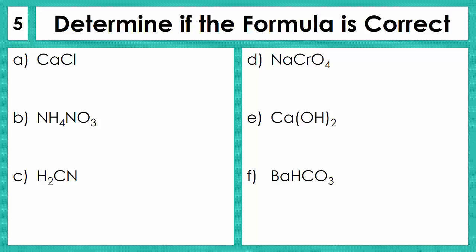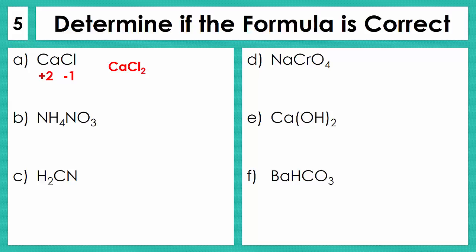Next, we have to determine if the formula is correct. So let's start with CaCl. This looks pretty good, but the charge for calcium is plus 2. So I actually need 2 chlorides to make this compound neutral.